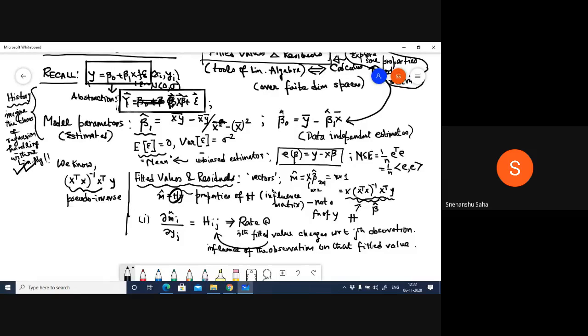Now, as I said, H is nothing but x times x transpose x inverse x transpose. There are two other useful properties of H which can be easily verified, and I leave it to you to verify this. The second property is symmetry, which means that H transpose is equal to H. You take the transpose of H, and you will easily figure out that this is nothing but H itself. The third property is idempotency, which means H square is equal to H. This is also easy to verify.